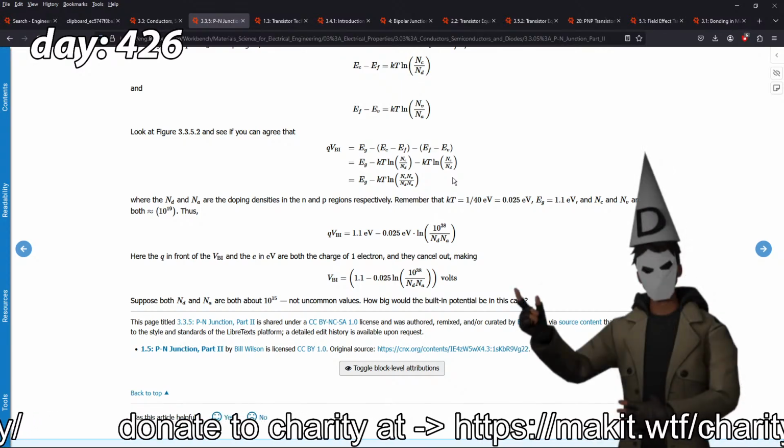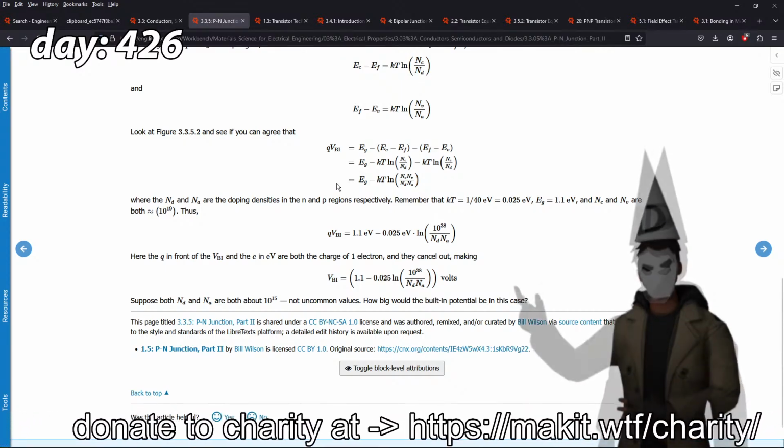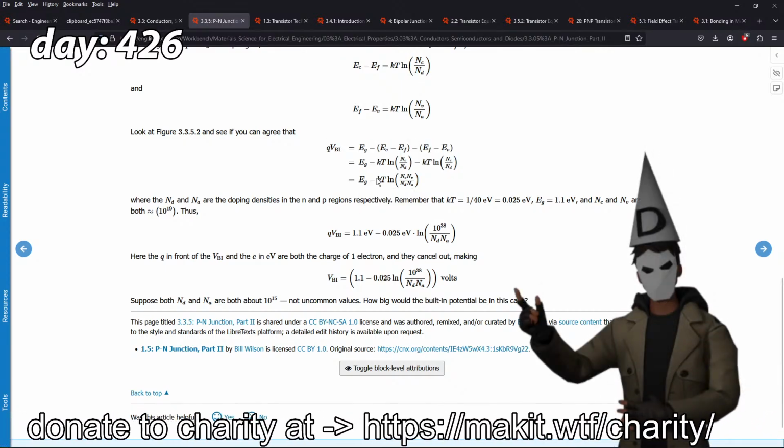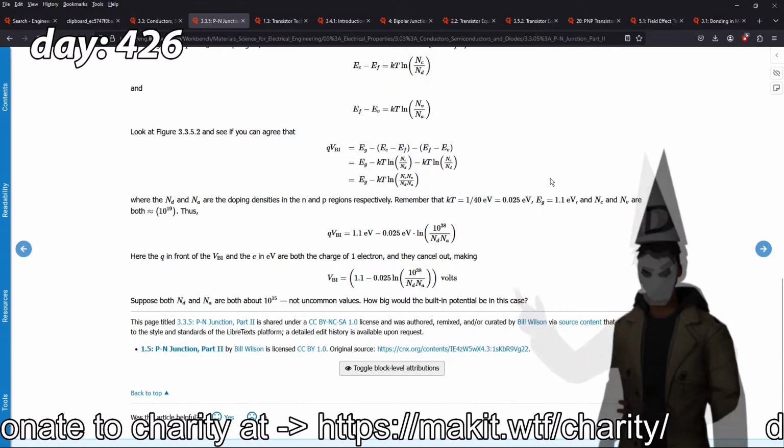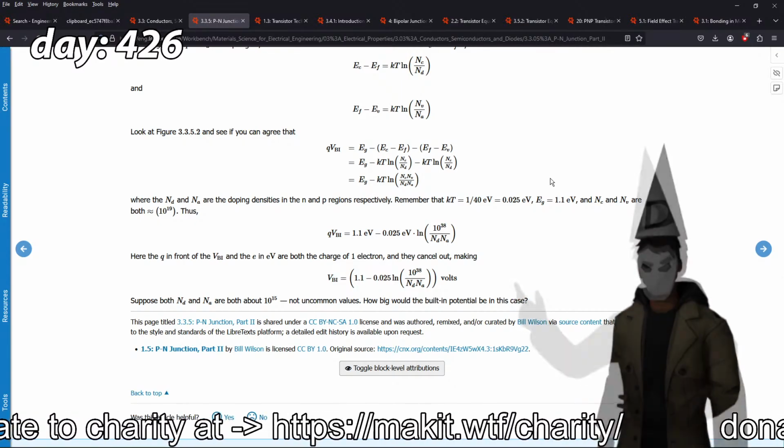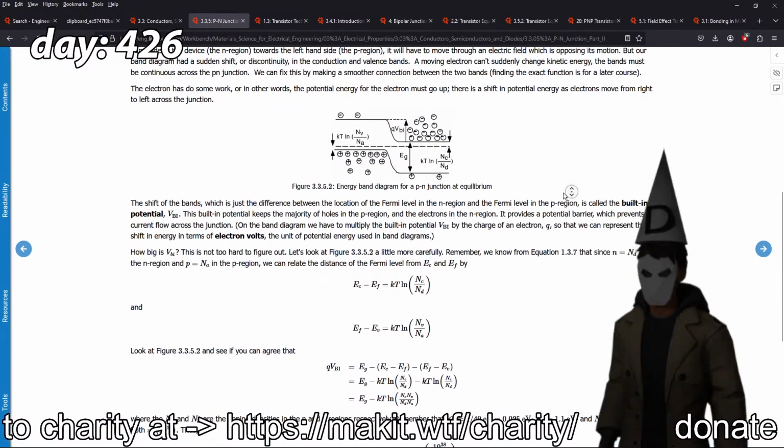Which means that the potential... Oh wait, we can't cancel that. Well, technically this would have to be divided by Q, doesn't matter. The point is, we have the potential, hold on, PI.